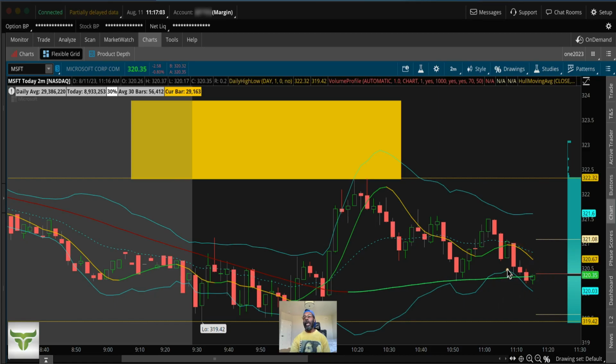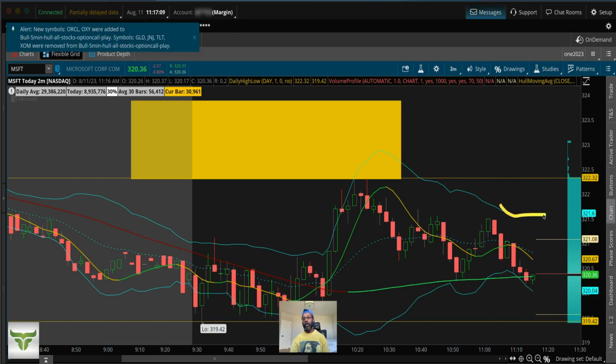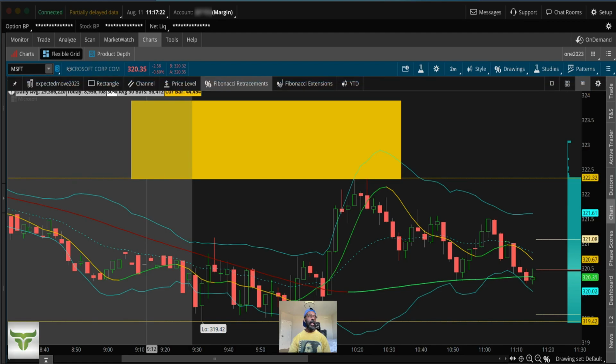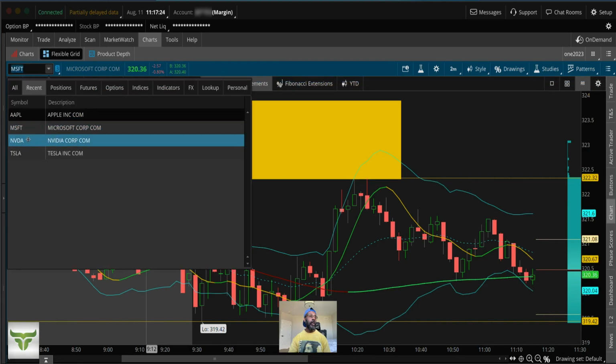And the volatility band right here now is opening up to the downside. So yeah, I'd stay in that trade because the top volatility band is flattening out. If the top volatility band flattens out and turns down, then I'm definitely staying in that trade. Right? So that's Microsoft. And then we have NVIDIA.